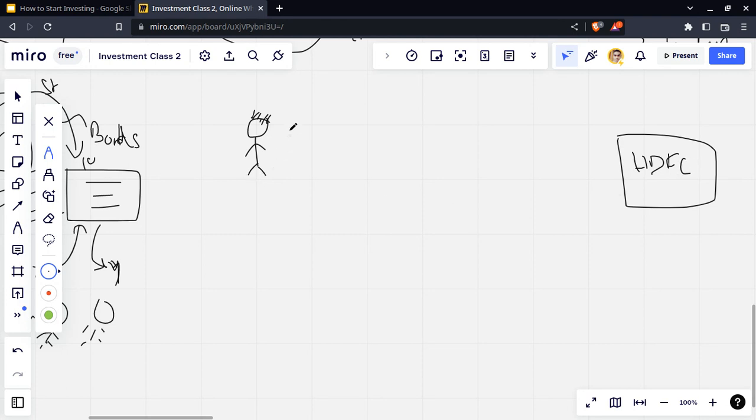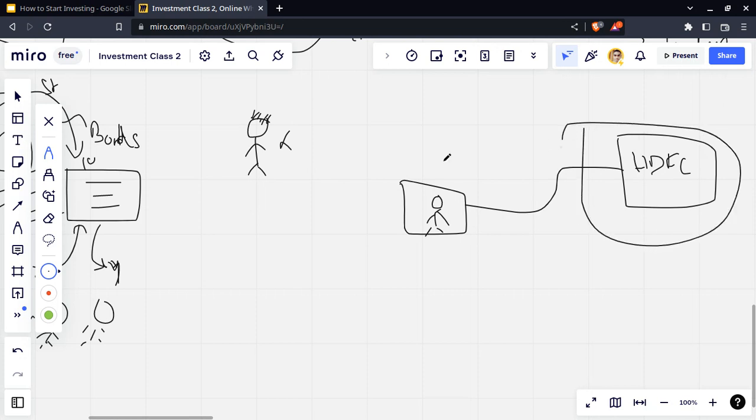Now I don't know anything at this point of time. So HDFC Mutual Fund will have an office of its own, and that office will have a person who will be the so-called expert, the person who knows more about this fund. I'll go to him, and he will explain the funds and everything to me.